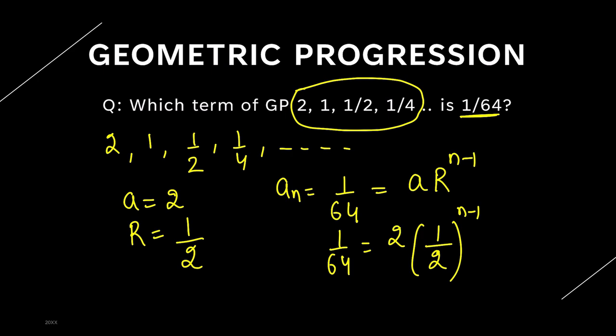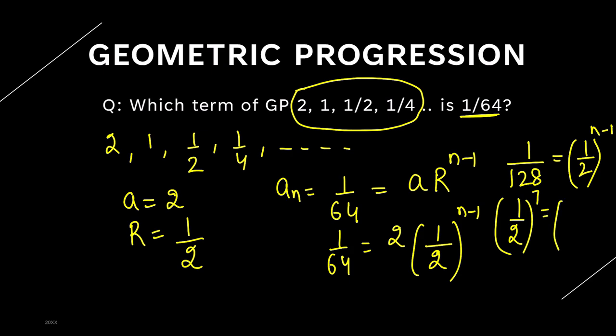Now what you can do is make it 1 by 128, equal to 1 by 2 raised to power n minus 1. If you see, 1 by 128 is simply 1 by 2 raised to power 7, and the right side is 1 by 2 raised to power n minus 1, right? Comparing that, n minus 1 is 7. We'll get the value of n as 8, right?